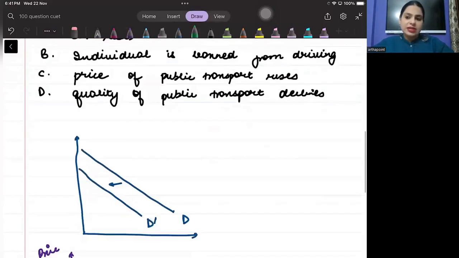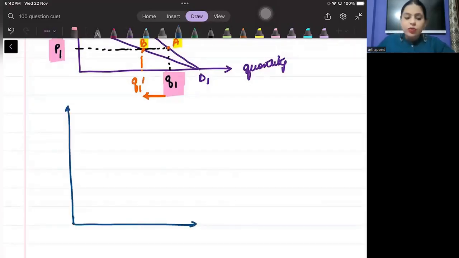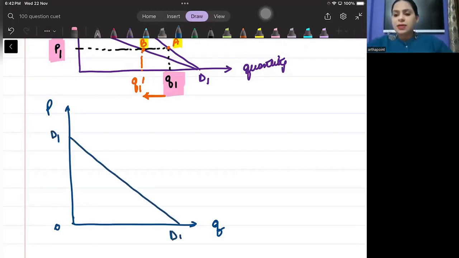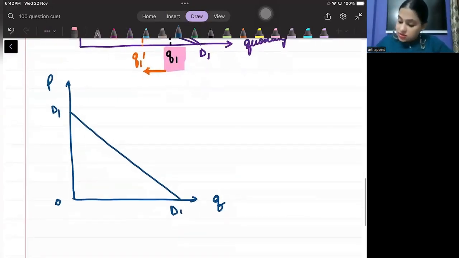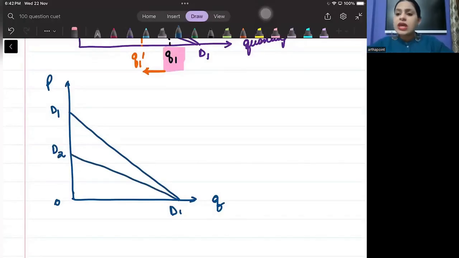Now look at the second aspect. Suppose I draw the same diagram again. I am taking quantity here and the price here. And again, beta, I have this D1, D1. This is D1, D1, beta, and this is D2, D1. So now think about it in another way.